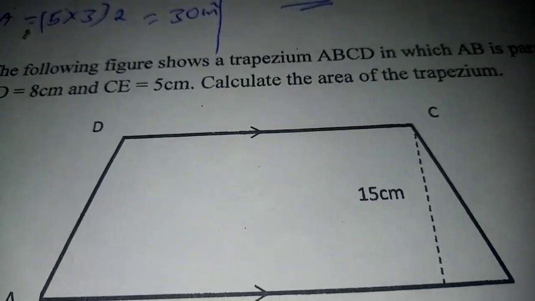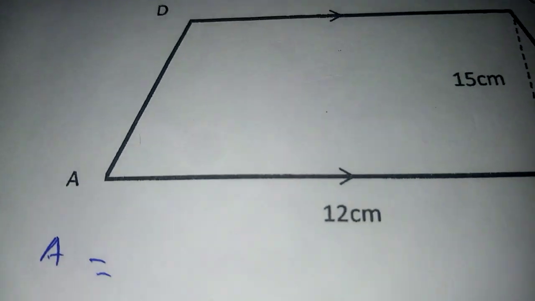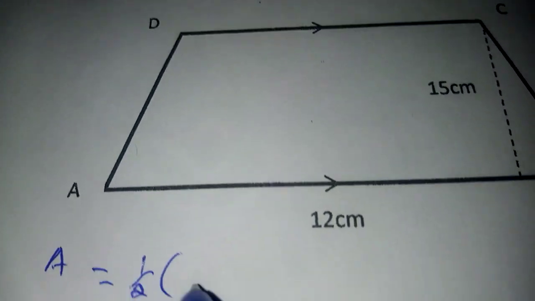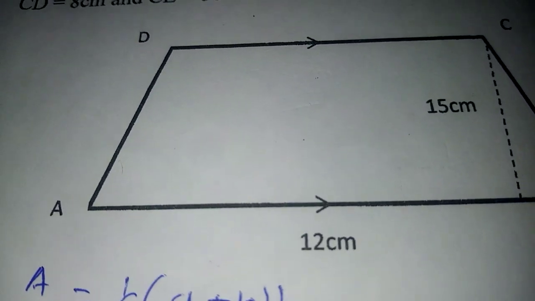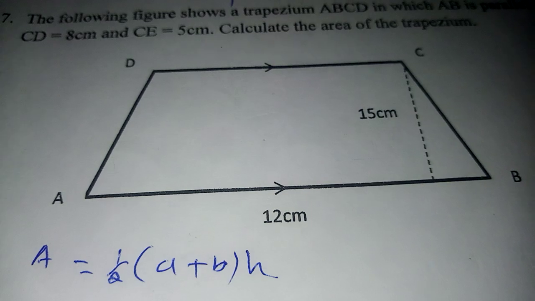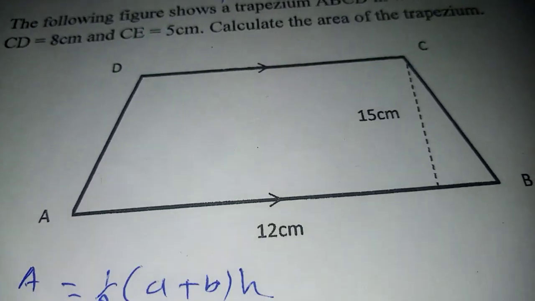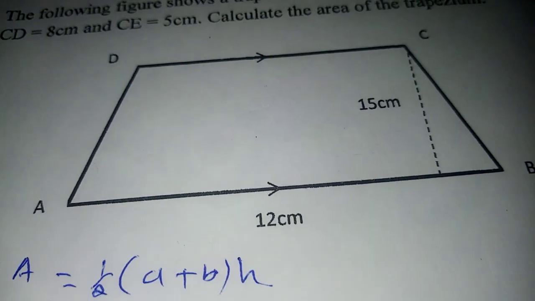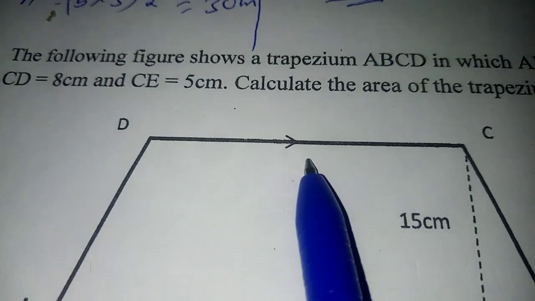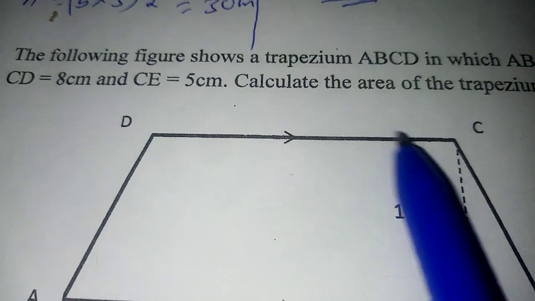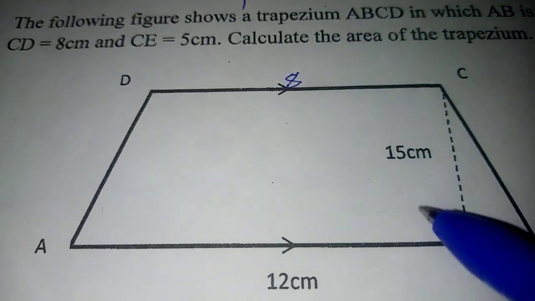Area of the trapezium, the formula, let's have it here. The formula for the area of the trapezium is just a half into A plus B multiplied by height. Now, we are having here 12. We don't have DC, it's given as CD, it is 8. So this is 8 here. This is 12, and we are having height 15.